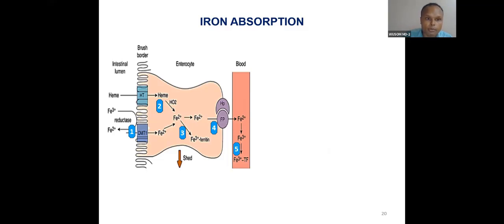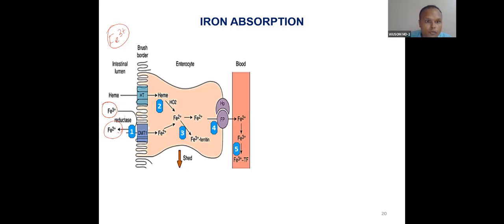So how is iron absorbed? Now in the diet, iron is in the form of Fe3+. And you know all ions are absorbed in divalent or monovalent form, so it will have to be converted into the divalent form. Our intestinal epithelium has a reductase, a ferric reductase, which will reduce this iron into the ferrous form.